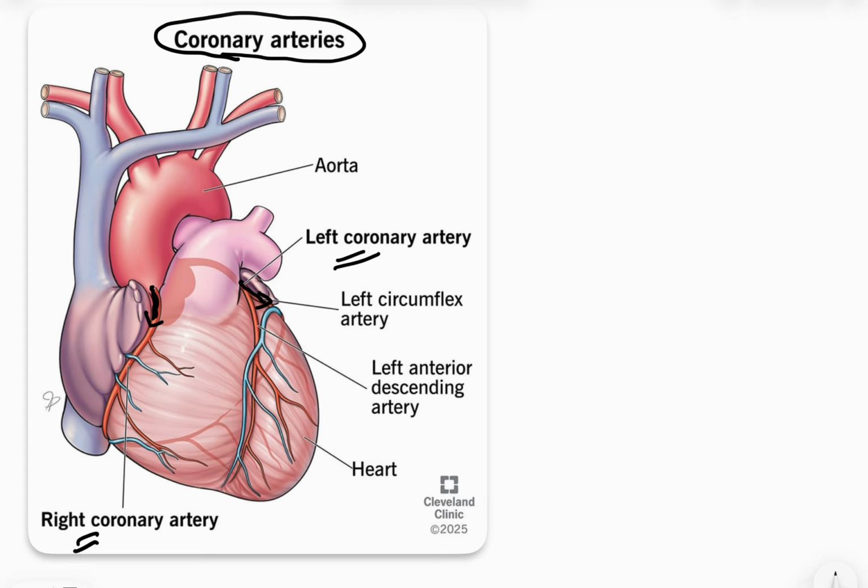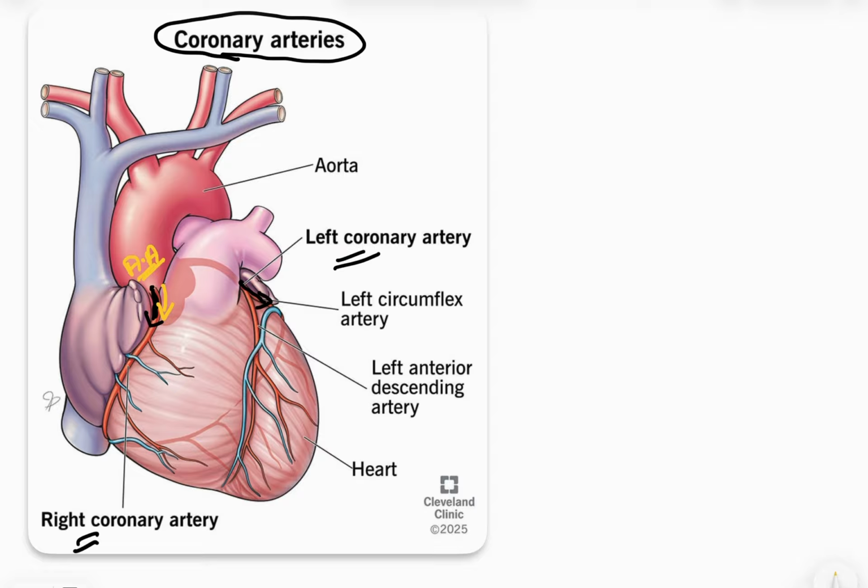I am going to show different colors. For the right coronary artery, I am going to use yellow, so it will be easier for you to understand. These coronary arteries begin from the ascending aorta, and they provide blood supply to all parts of the heart. Just remember, yellow is for the right.